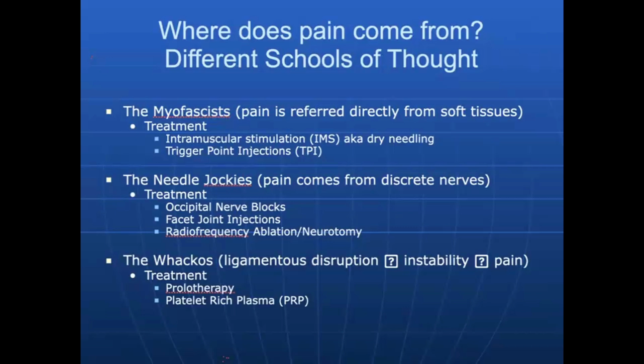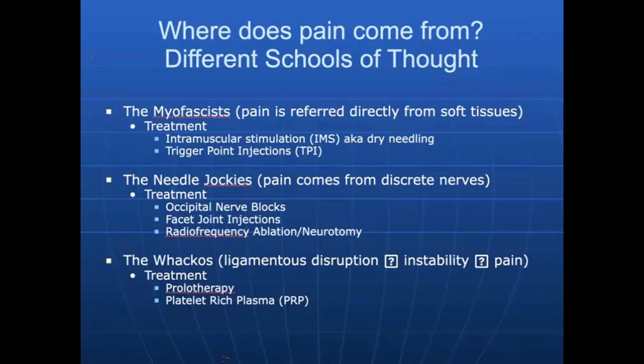Then you have your needle jockeys, that's also like me, that think that the pain is coming from discrete nerves. That's where we have treatments like occipital nerve blocks, which I'm going to talk about, facet joint injections, and then ultimately there's a procedure called a radiofrequency ablation, which might be the best, most definitive treatment for some people for getting rid of these cervicogenic headaches.